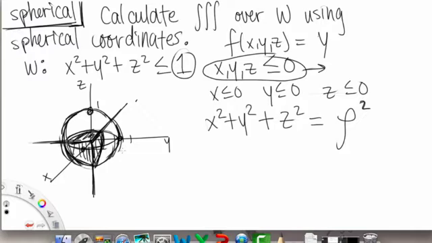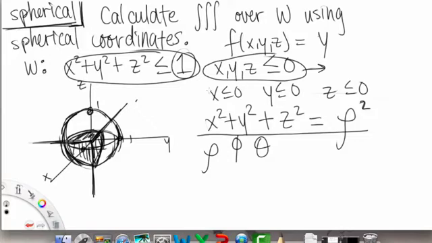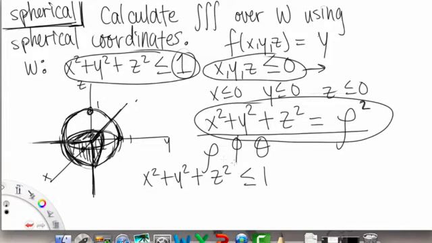And now we have to determine the bounds. So, using spherical, which means our rho, phi, and theta, let's use this relation here. It's always useful to start with the given information. So we have x squared plus y squared plus z squared less than or equal to 1. If we use that and the fact that rho squared equals all of this, we can replace the left side with rho squared, less than or equal to 1.